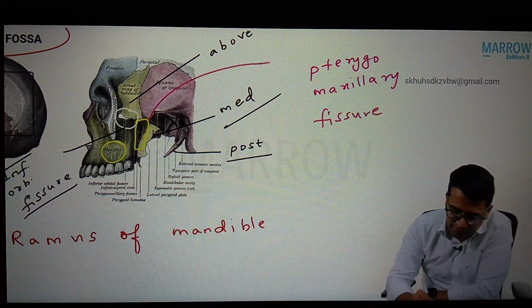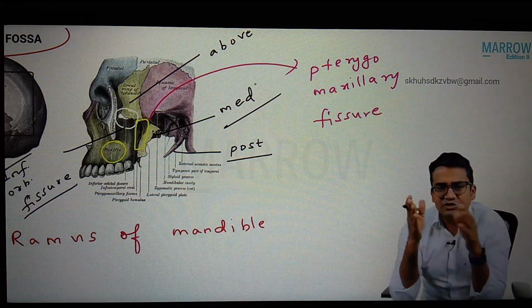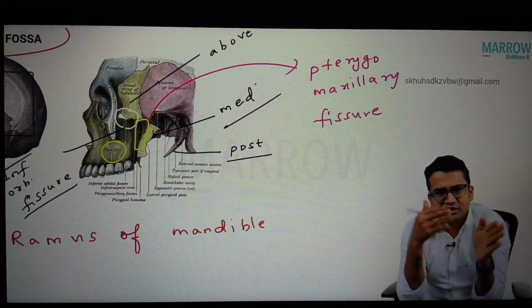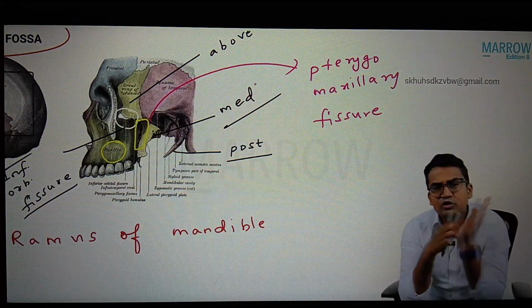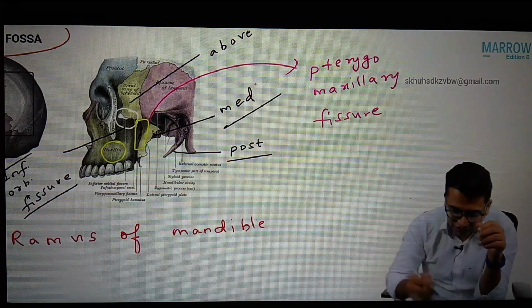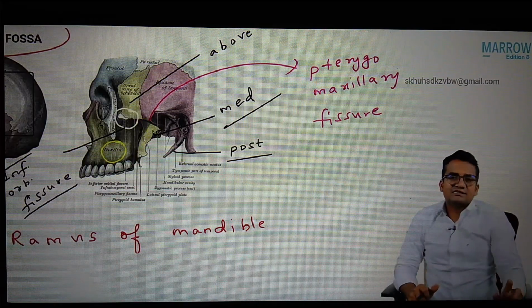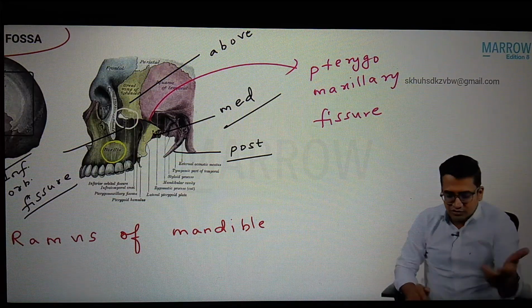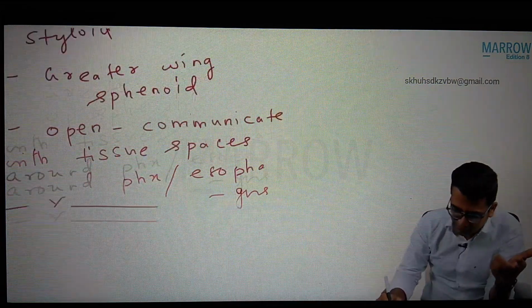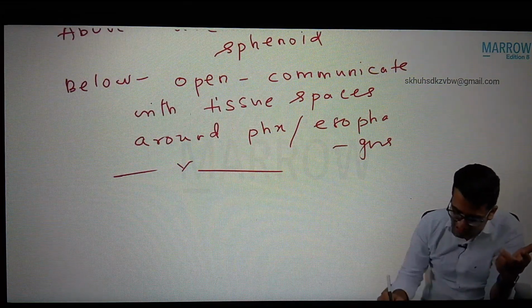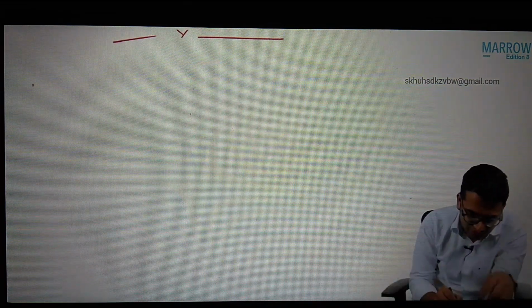Pterygomaxillary fissure, this one. If you go inside the pterygomaxillary fissure from the infratemporal fossa, you will reach the pterygopalatine fossa. Next we are going to write the communications only. Please write the communications of the infratemporal fossa.